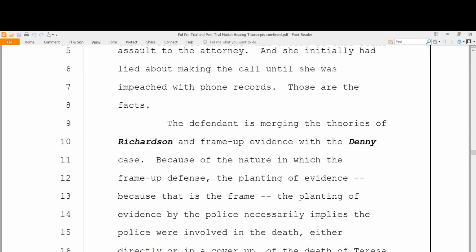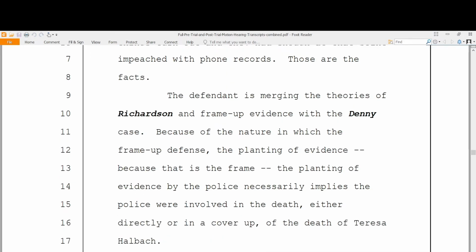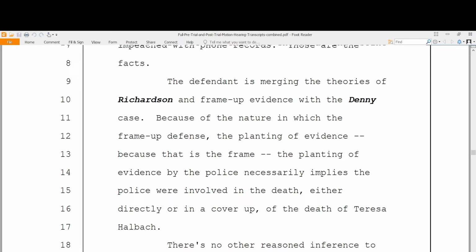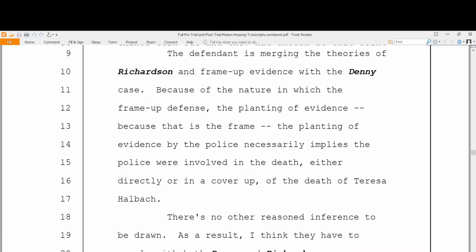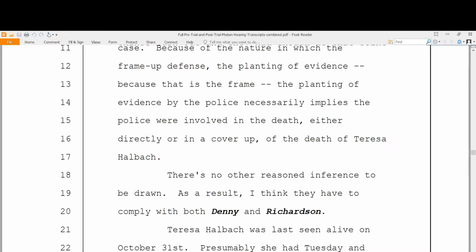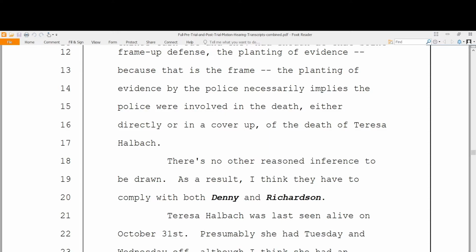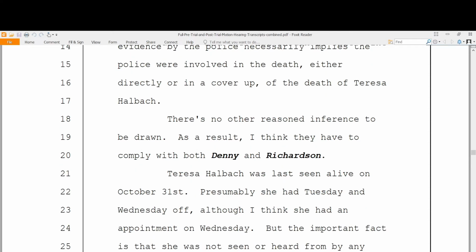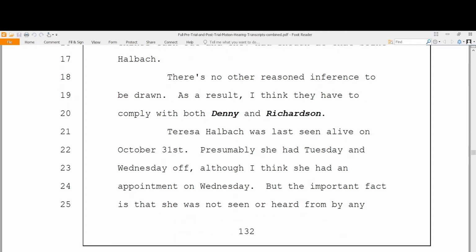These are the facts. The defendant is merging the theories of Richardson and frame-up evidence with the Denny case because of the nature in which the frame-up defense, the planting of evidence, because that is the frame. The planting of the evidence by the police necessarily implies that police were involved in the death, either directly or in a cover-up of the death of Teresa Halbach. There's no other inference to be drawn. As a result, I think they have to comply with both Denny and Richardson.